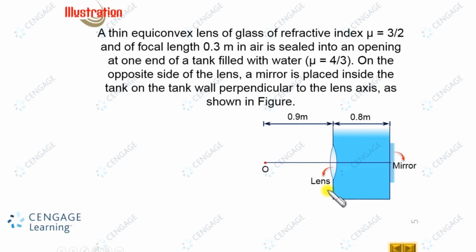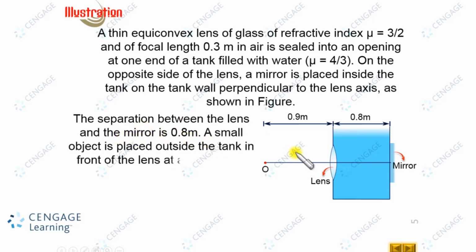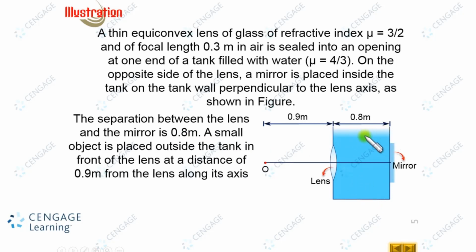You can observe the width of the tank is 0.8 meter and this plane mirror is installed at the vertical wall just in front of this lens. In the next part of the question it is given that the separation between the lens and mirror is 0.8 meter as shown in the figure. You can observe a small object is placed outside the tank. This is the small object. It is placed outside the tank in front of the lens at a distance 0.9 meter from the lens along the axis. That means the distance of this object from the lens is 90 centimeter.